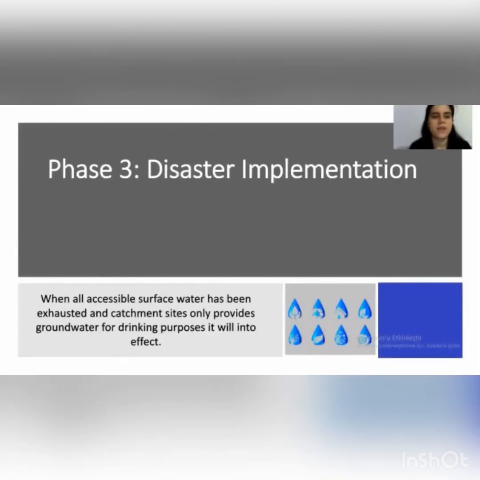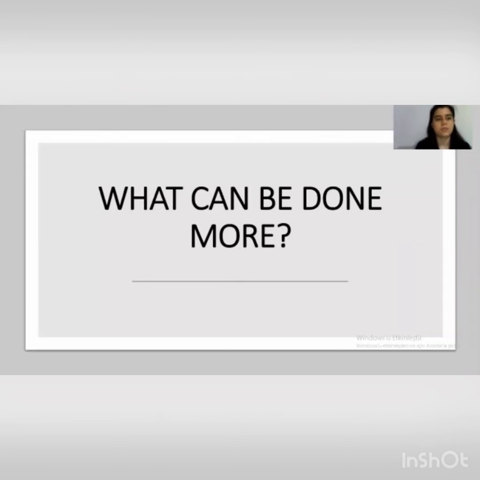Finally, Phase 3 is about disaster implementation, when all accessible surface water has been exhausted and catchment sites only provide groundwater for drinking purposes. It will come into effect. As you can see, this policy doesn't talk about managing demand, but water management is not just about supplying water. Also, it is about changing minds.